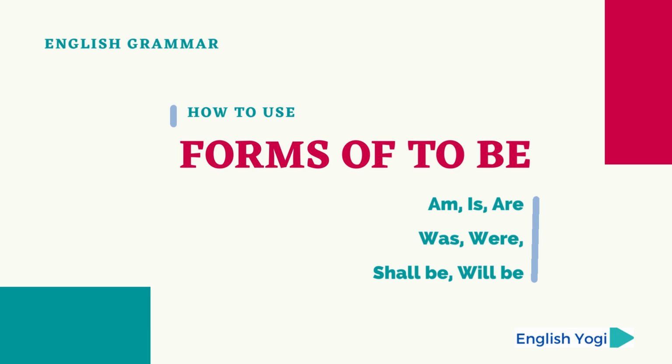So in the present video, we will try to learn some of the basic rules of using to be's form. We all know that to be's forms are divided into three major categories. One is the present, and those are am, is, are. In the past, to be's forms are was and were, and in the future, to be's forms are shall be and will be. So we will try to discuss some of the basic rules regarding all these to be's forms.